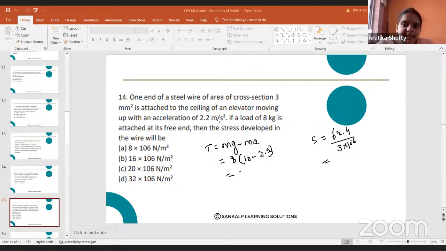So the trick here is that the elevator is moving in the upward direction. Therefore we cannot directly take it as mg. We need to take it as mg minus ma. Yes, let us go for the next question.